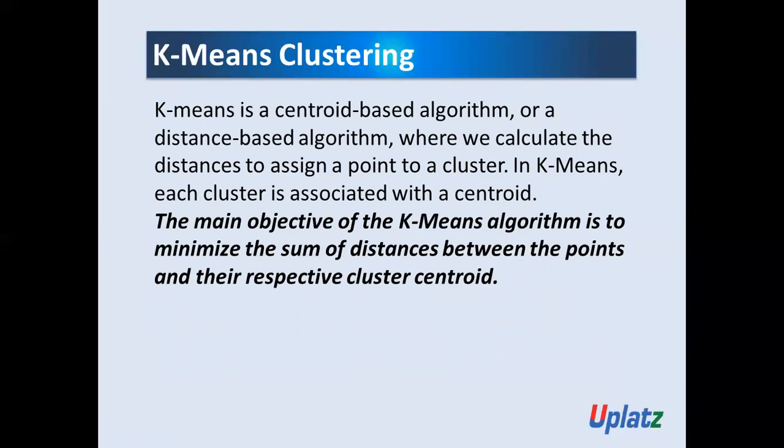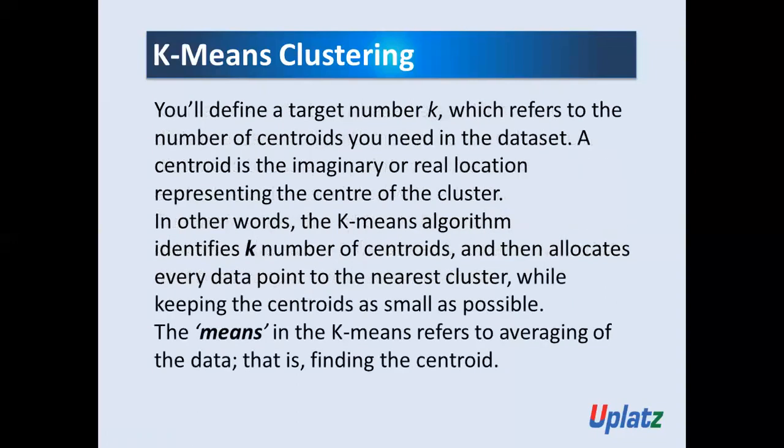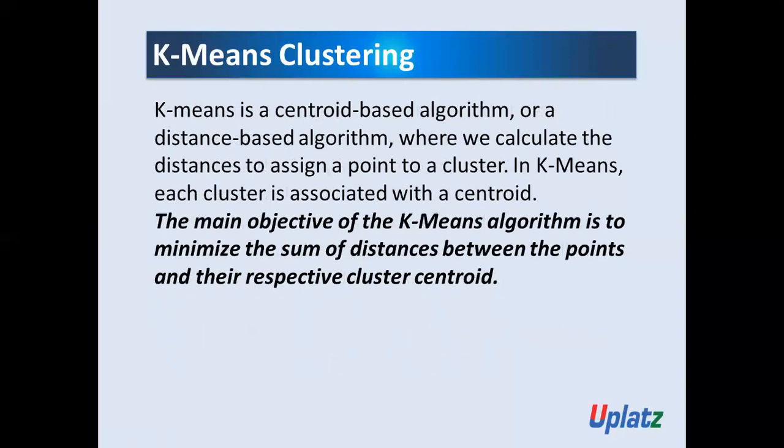In k-means, each cluster is associated with a centroid. And what is a centroid? A centroid is an imaginary or real location representing the center of the cluster. The main objective of a k-means algorithm is to minimize the sum of distance between the points and their respective cluster centroid. Make a note of it.